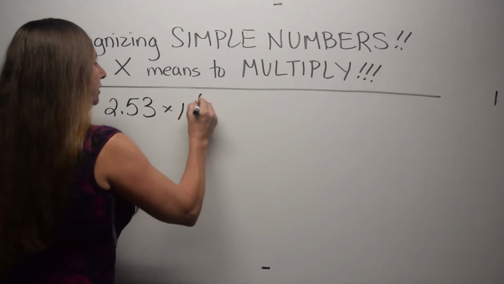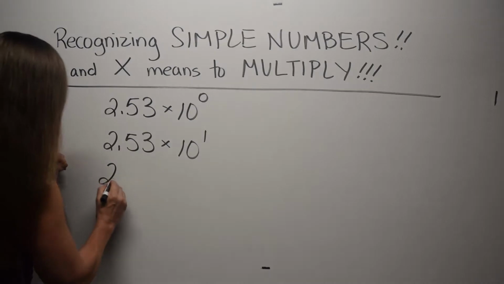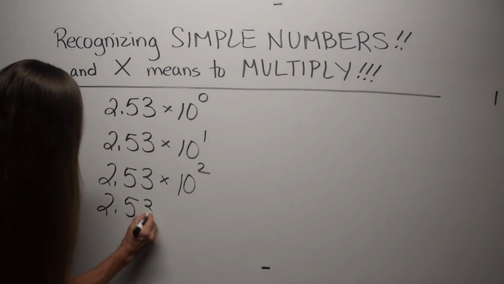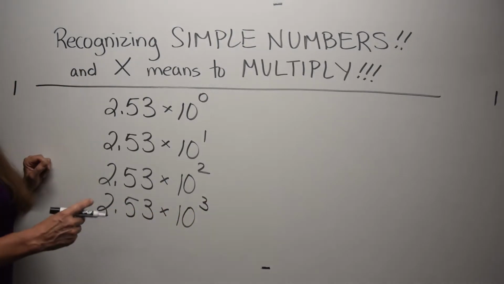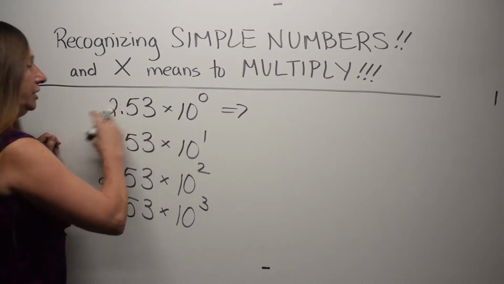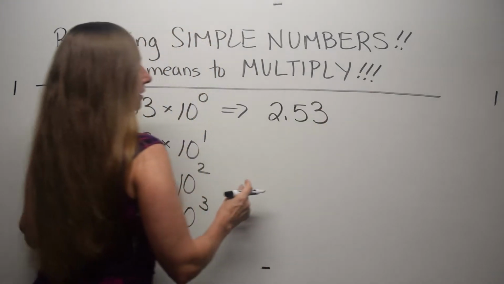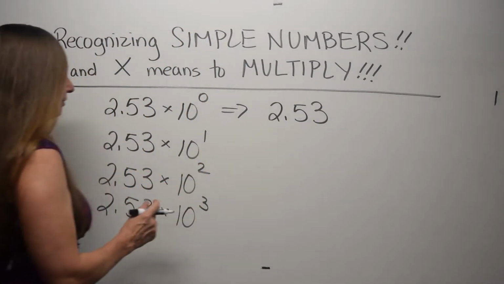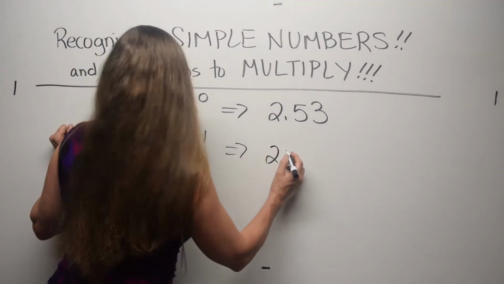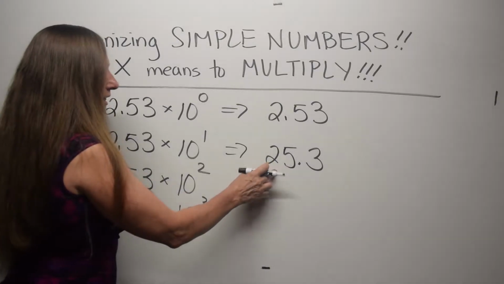2.53 times 10 to the 0, 2.53 times 10 to the first, 2.53 times 10 to the second, 2.53 times 10 to the third. What would they be in decimal form? Well, this is times 1, so it doesn't change, because 1 is the multiplicative identity. So it's 2.53, and the biggest place is the ones place. Here, 2.53 times 10 is going to be 25.3. The biggest decimal place is the tens place.